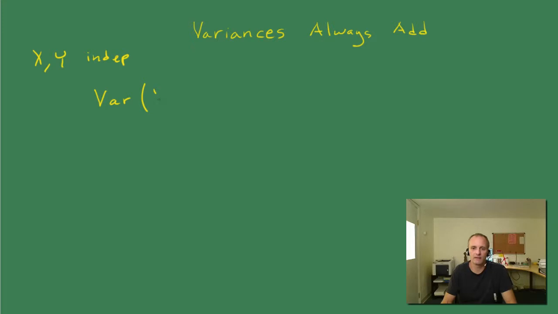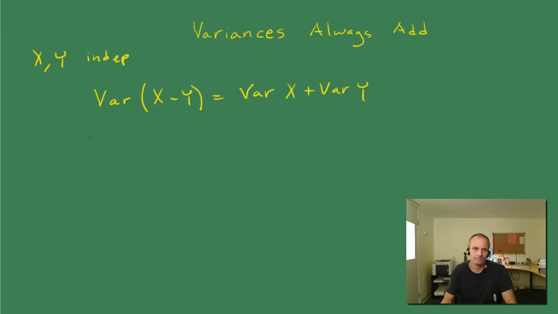And they're independent, so I'll stipulate that. And we are taking the variance of the difference between those two. We end up with the sum of the variances. Now, on the surface, that might not make a whole lot of sense. You might think, why would it be the difference? Well, algebraically, it's quite easy to show.